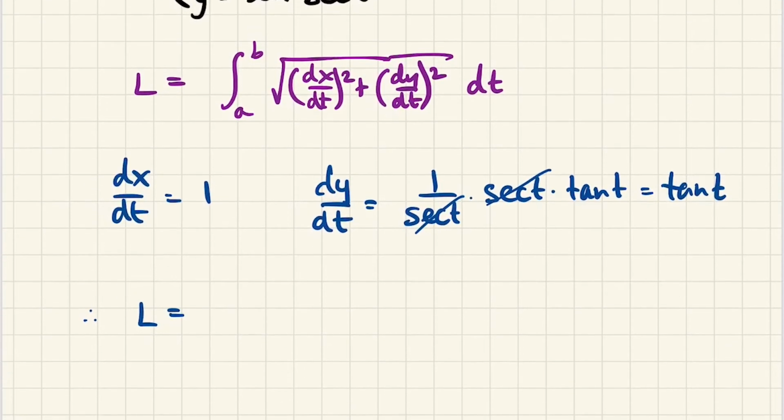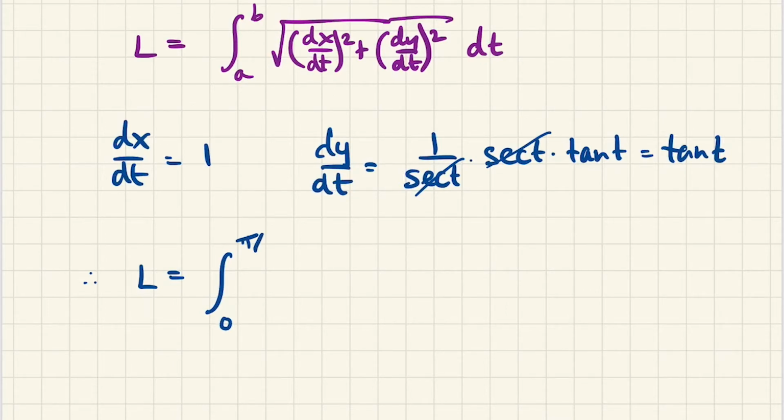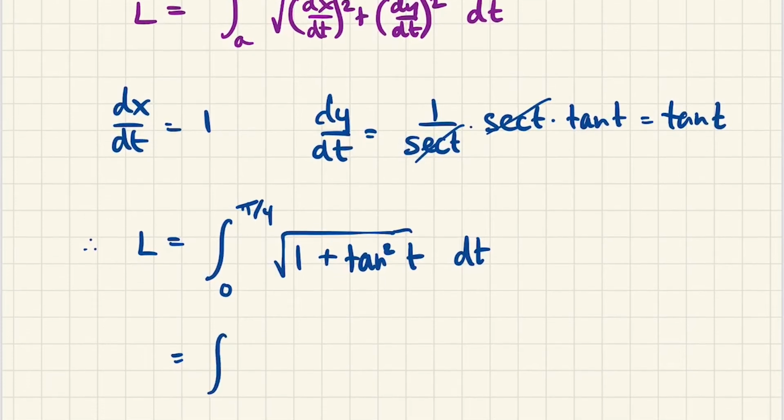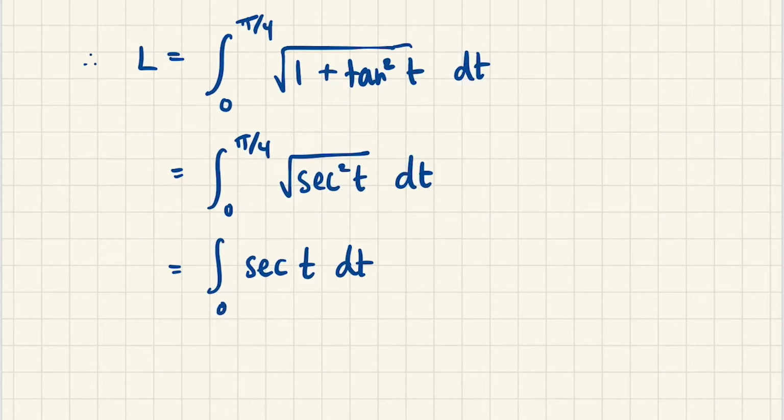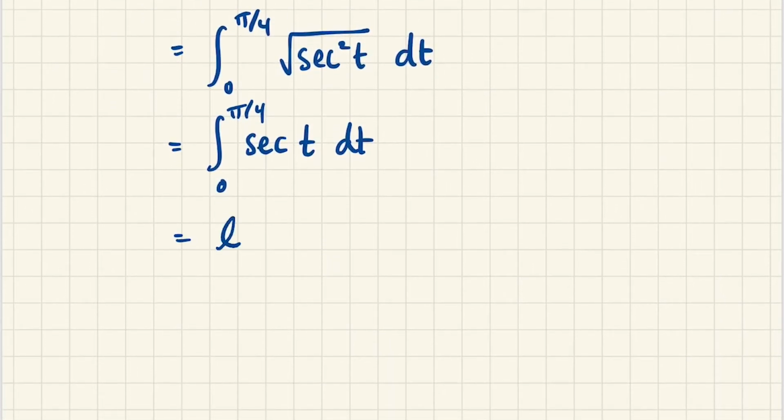So therefore L is the integral from 0 to pi over 4 of the square root of 1 plus tangent squared of t dt. That's the integral from 0 to pi over 4 of the square root of secant squared dt, because 1 plus tangent squared is secant squared. And the square root of secant squared is the absolute value of secant, except these t values are all in the first quadrant, so secant's positive. So we're just integrating secant from 0 to pi over 4, which we know to be ln of absolute value of secant plus tangent.